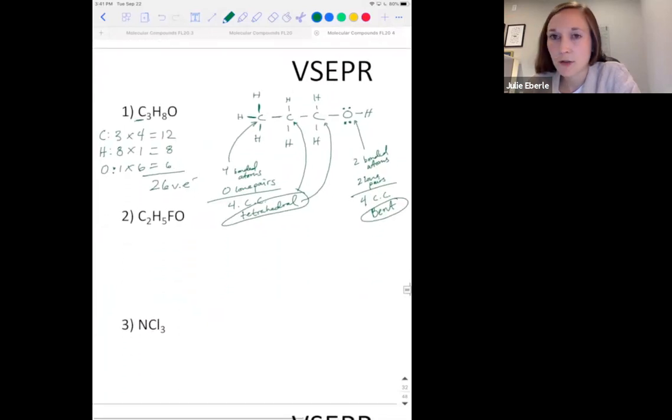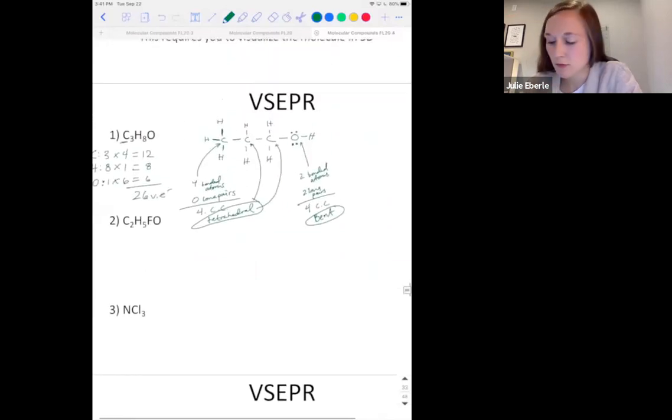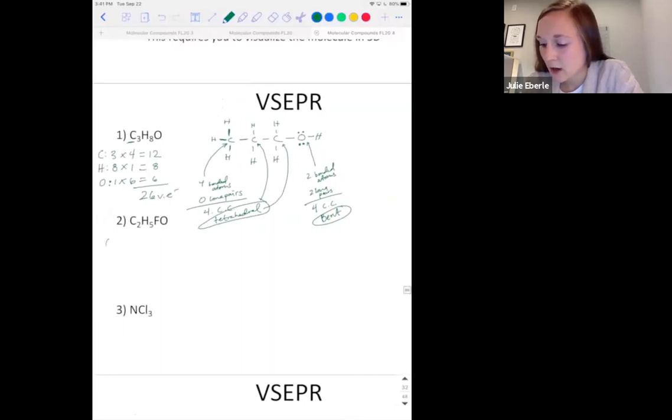All right, let's do 2 and 3. And I will let you attempt the other ones on your own, 4, 5, and 6. So first, let's add up the valence. Carbon, we have 2. Each one has 4 valence. Hydrogen, we've got 5. Each one has 1 valence. Fluorine, we've got 1 of those. It's got 7 valence. And oxygen, we just have 1, and it has 6 valence. So that is, again, 26 valence electrons in our structure.